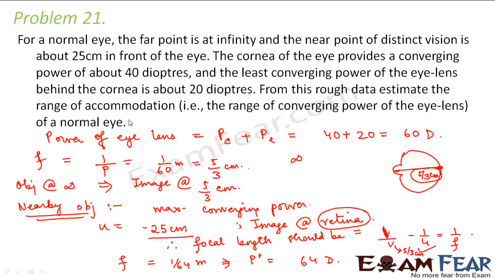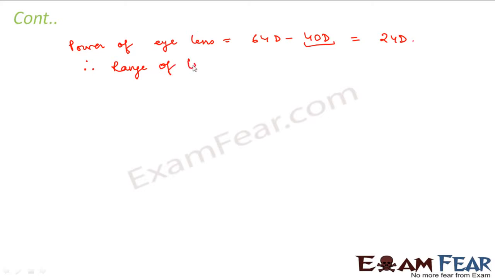So we have to calculate the range of accommodation of the normal eye. That means we will calculate the range of the eye lens. Therefore, in this case, what would be the power of the eye lens? The power of the eye lens will be 64 D minus 40 D, because 40 D was the power of the cornea. So this would be 24 diopters. Therefore, what is the range of the eye lens? The range of the lens would be 20 diopters to 24 diopters.